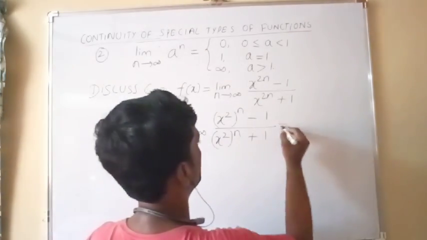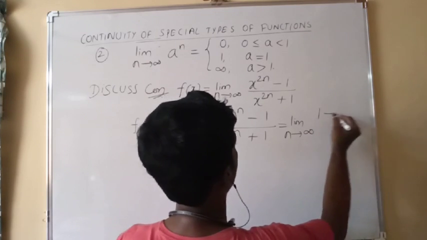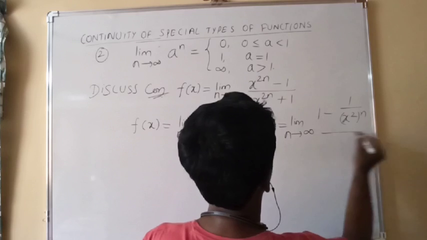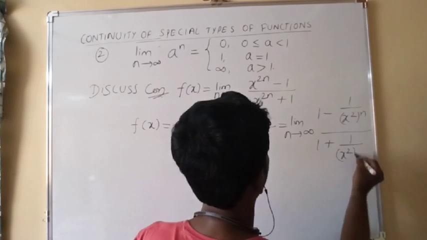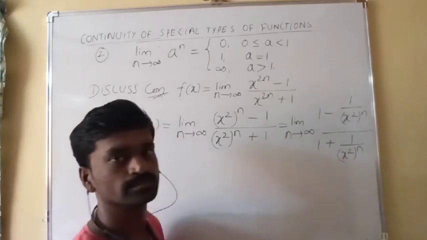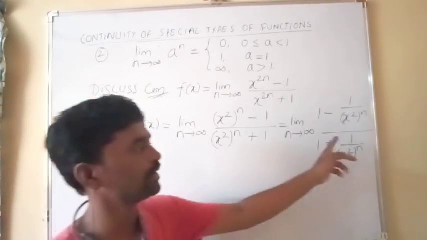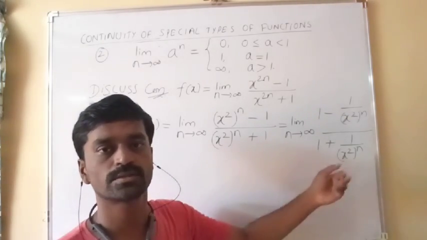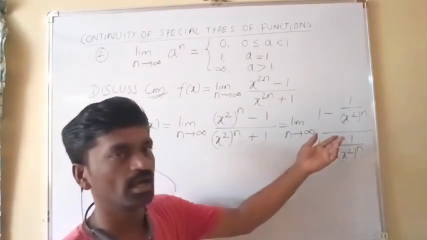So it is the same as limit n tends to infinity of (1 minus 1 by (x square) whole power n) divided by (1 plus 1 by (x square) whole power n). Is it correct? Whether both are the same? Yeah. So how did we get from this to this? By dividing numerator and denominator by (x square) whole power n. Correct only? Okay. So I will explain why I have written it like that.